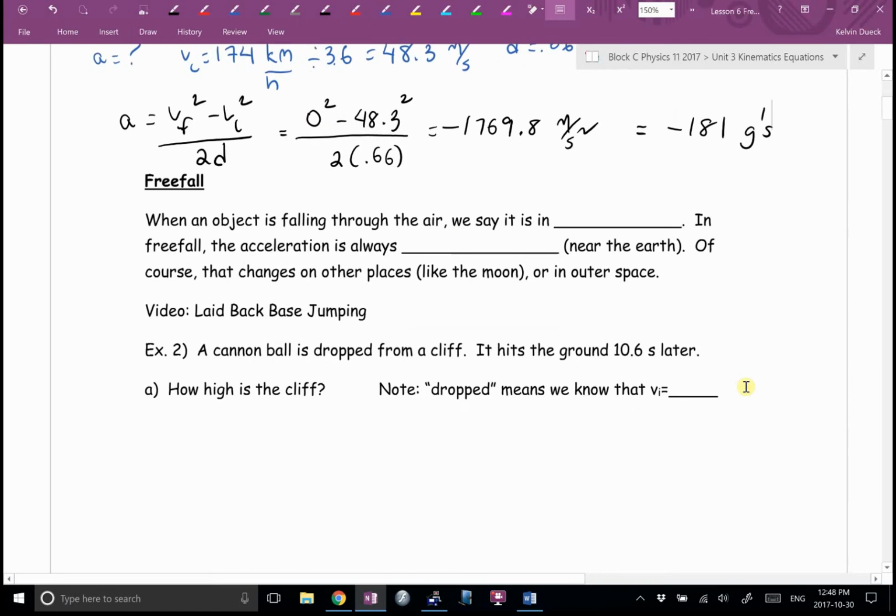Freefall. This is the theme of today's lesson. When an object is falling through the air, we say it is in freefall.